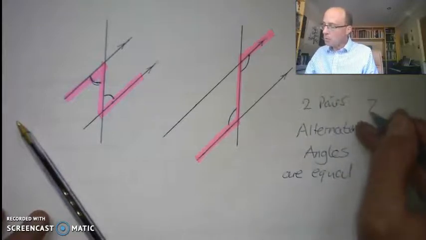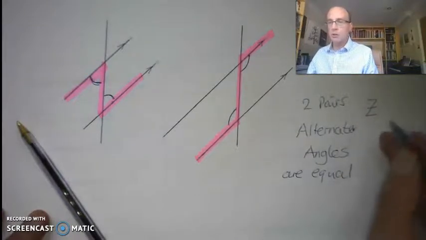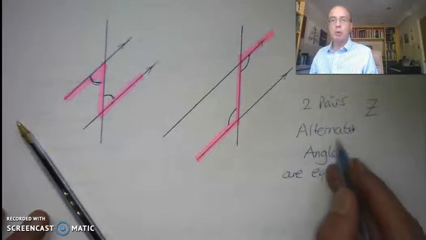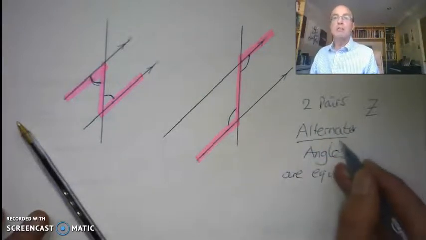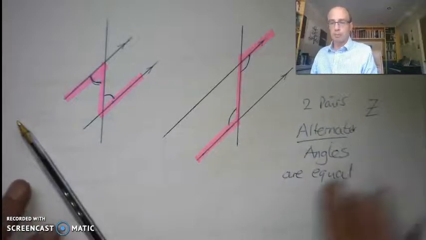Sometimes you'll hear them described as Z angles. The correct mathematical name is alternate angles. So if you're asked for the type of angle in the exam, you've got to say it's an alternate angle.